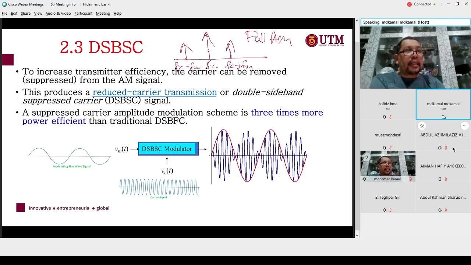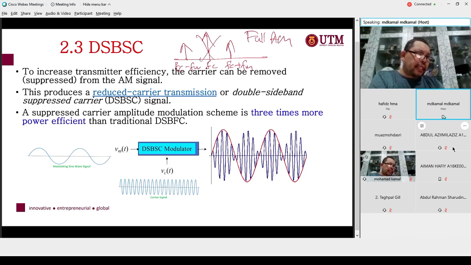As we can see here, usually if you transmit the full AM, you have a problem in terms of the transmitter power, because why? As I mentioned to you just now, at the carrier there is no information. Basically, if you transmit that together, you are transmitting a signal that has no information. So what you have to do is suppress it.